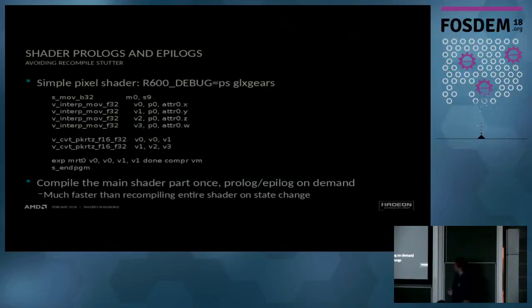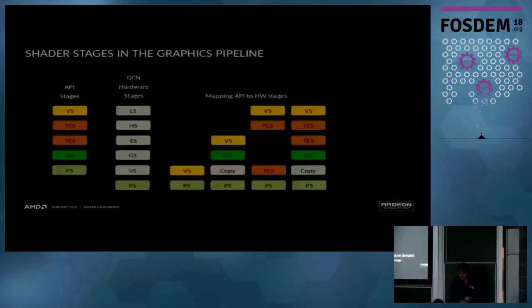And for the first run, what we can do is we compile this main shader part initially, and then the prologue and epilogue, they are very short, and they can be compiled quickly and then just kind of pasted together. So that's why we combine different shader parts. There is another reason why we combine shader parts, and this has to do with how the shader stages work.